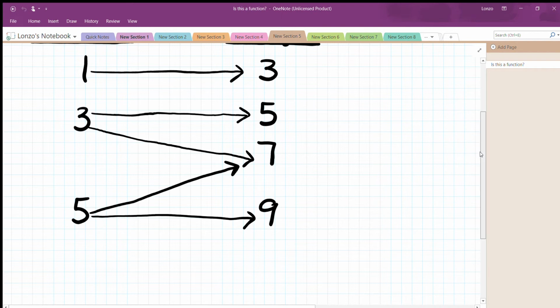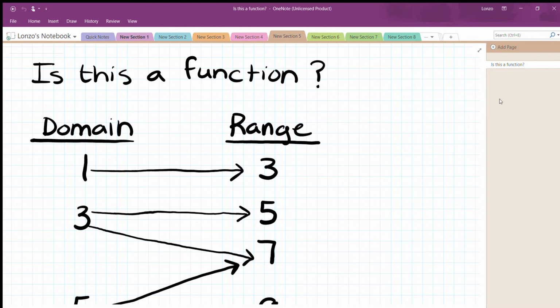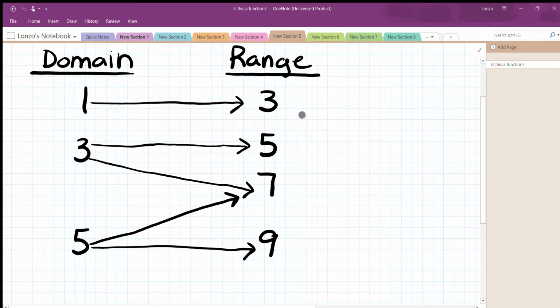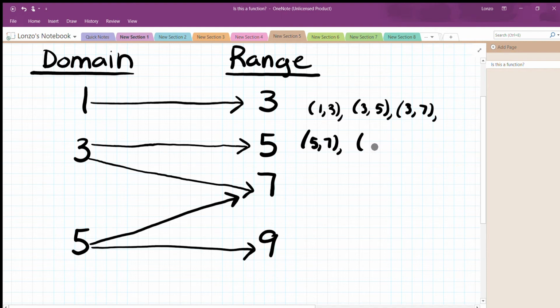My first problem says, is this a function? Now this one does not have a graph. You've got to determine if it's a function. We have a domain here, 1 to 3. You can write it as points. 1 goes with 3, so you can rewrite that as (1, 3). This 3 goes to 5, so (3, 5). This 3 also goes to 7, so (3, 7). This 5 goes to 7, so (5, 7). And this 5 also goes to 9, so (5, 9).